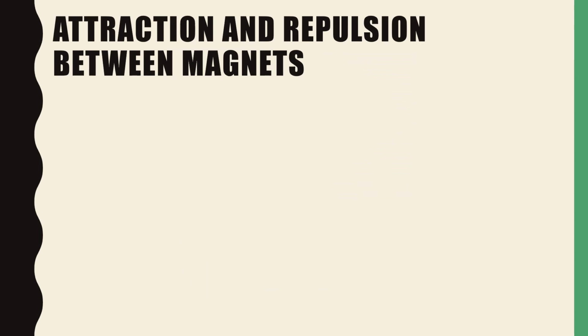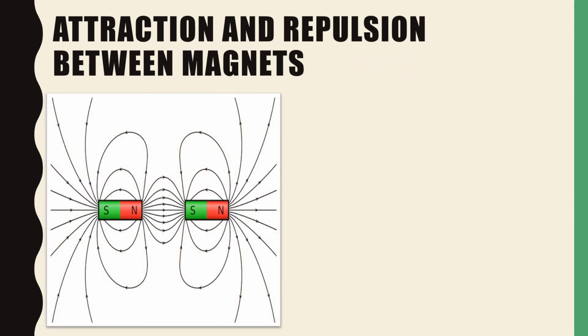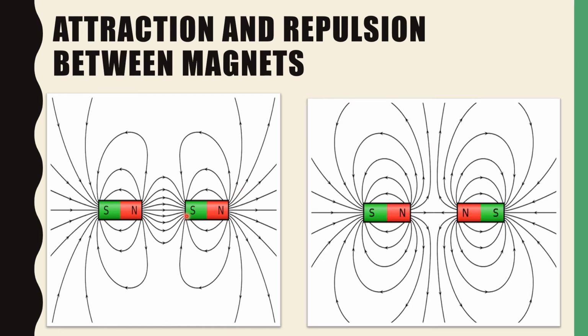Attraction and repulsion between magnets. Now, this is very important. When you take bar magnets, north and south poles will get attracted towards each other, but north and north poles will repel each other. They will not get attracted, but a north and south will. Same poles always repel each other. The unlike poles always attract each other.